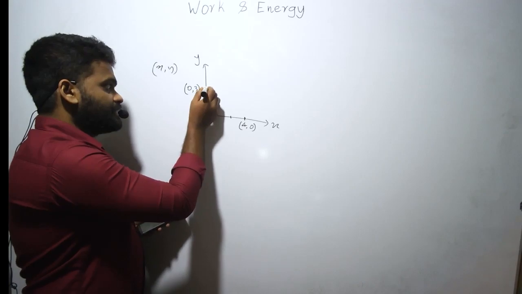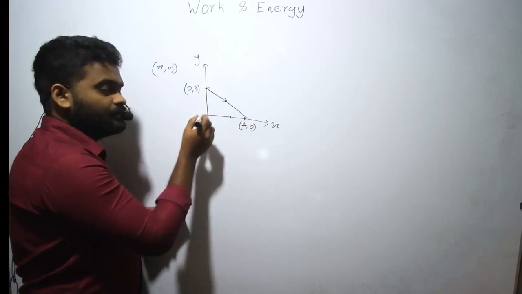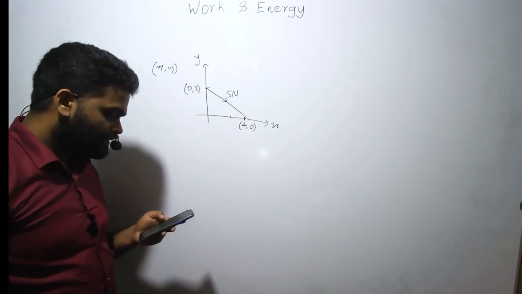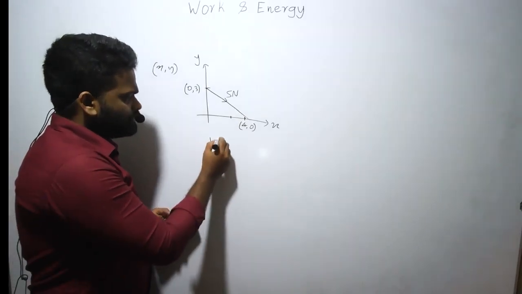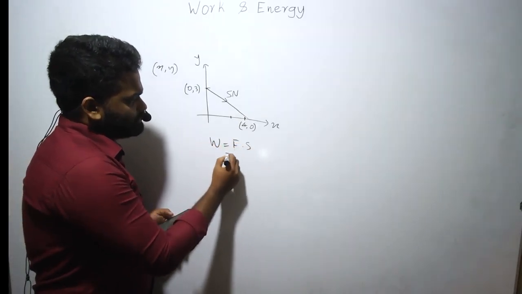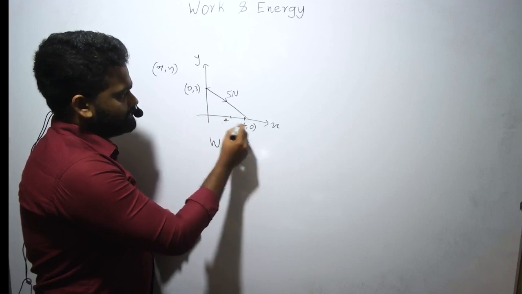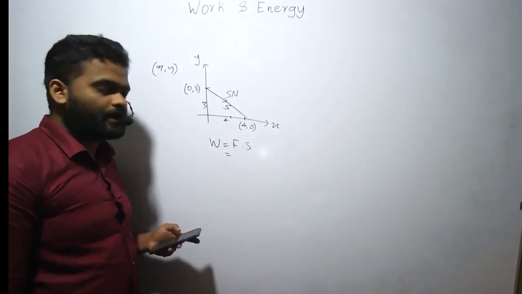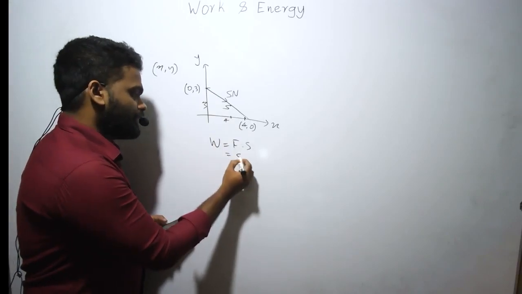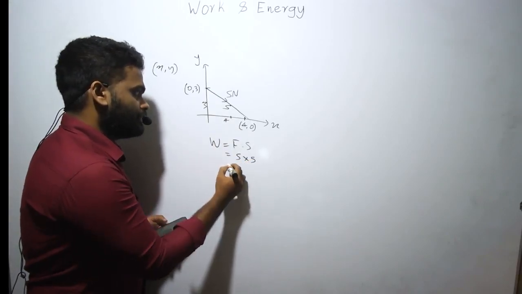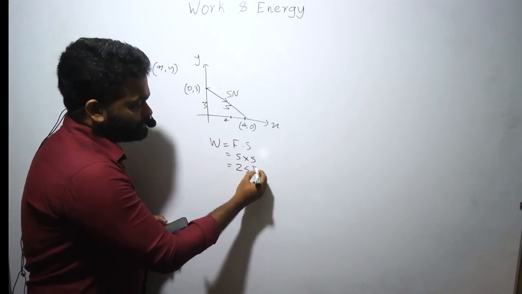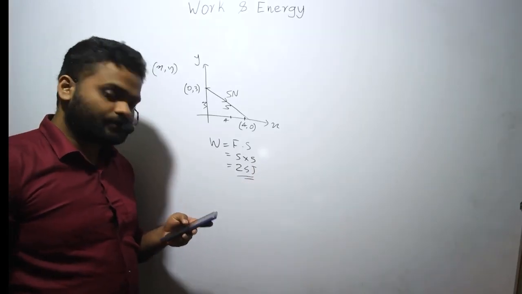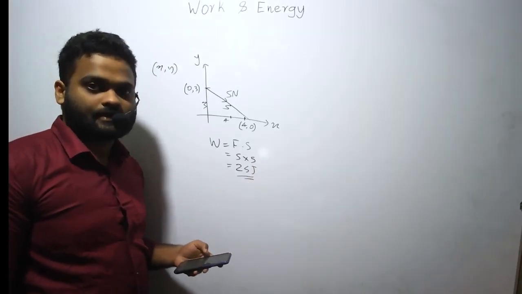So in the question they say from here to here, you move the object using a 5 Newton force, right? So now you know the force and the displacement. This length is 4, this length is 3, and this hypotenuse should be 5 meters. Force is 5, hypotenuse is also 5. Then you get 25 joules, right? 25 joules. So the answer is the first answer.